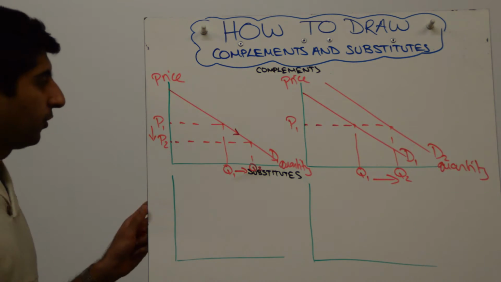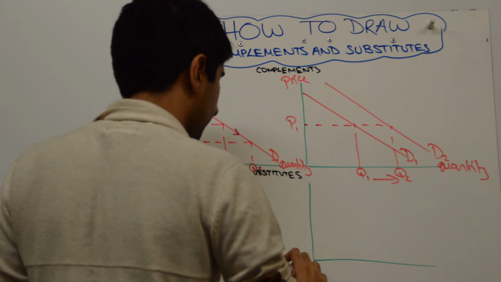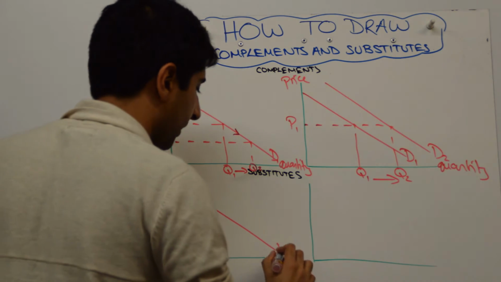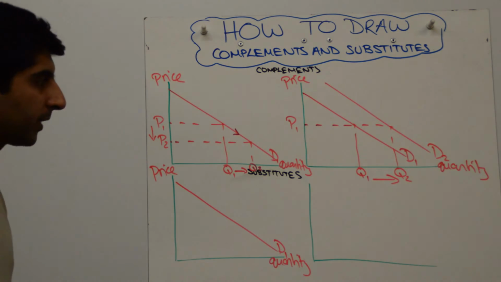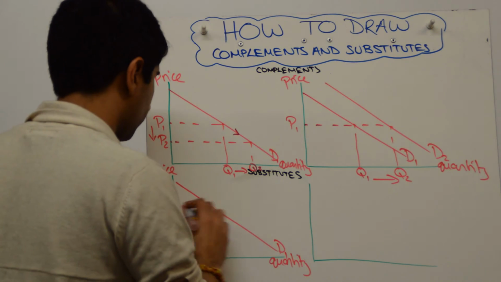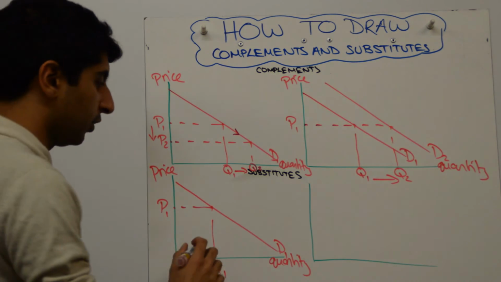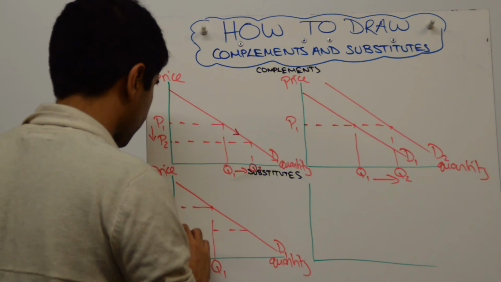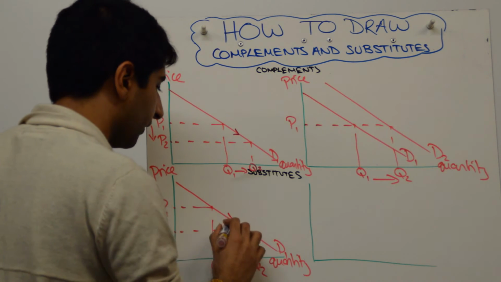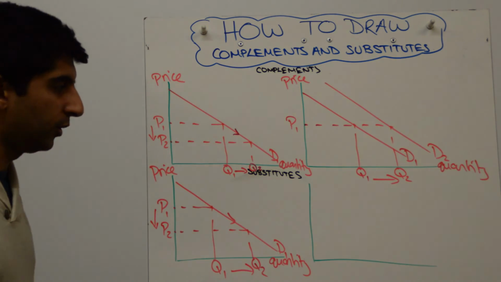What about for substitutes? Well, again, let's put price on the y-axis and quantity on the x-axis. Let's again show a demand curve for whatever the substitute might be. Let's say the price of one substitute has fallen. So just like in the first diagram, start with a given price, P1, Q1. Now reduce the price from P1 to P2, which leads again to an extension of demand for this substitute, leading to an increase in quantity from Q1 to Q2.